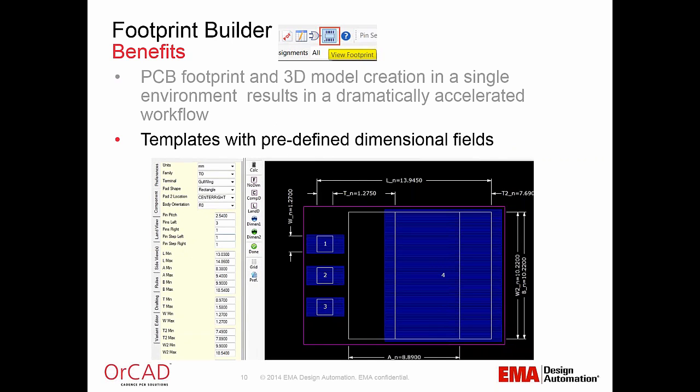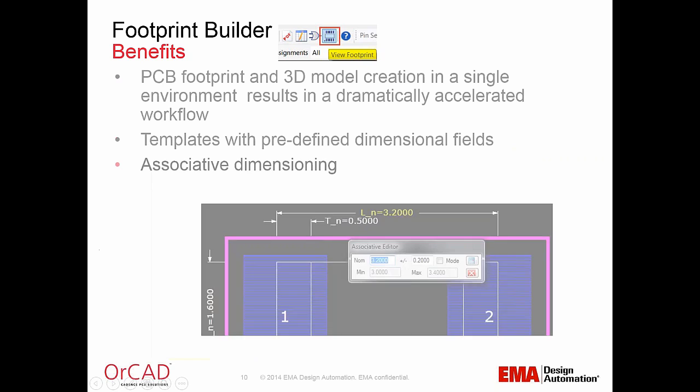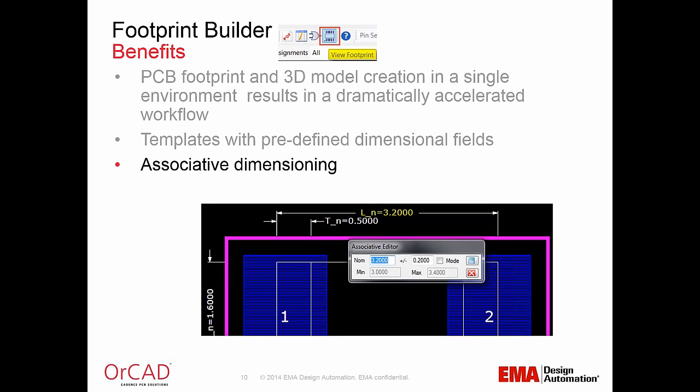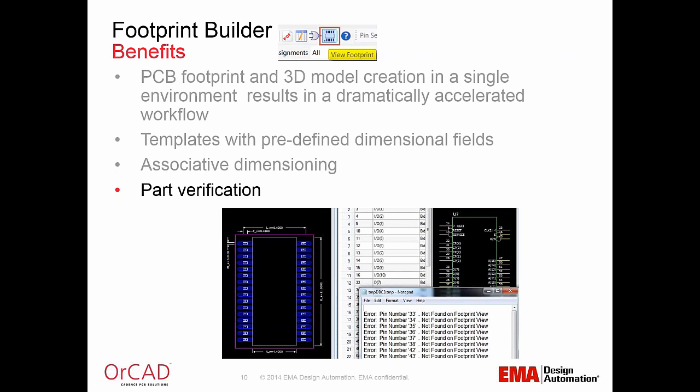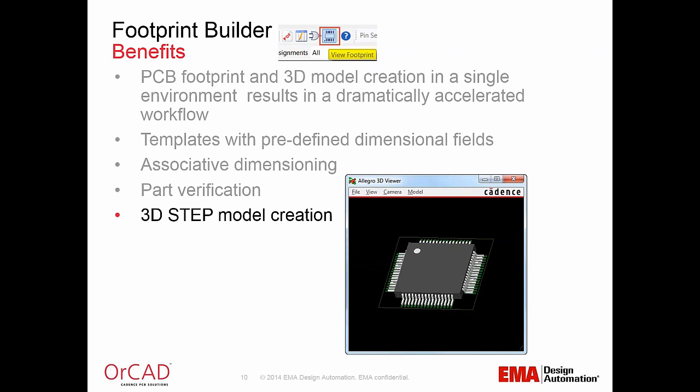So entering dimensions from the data sheets into the available fields, that would be these fields over here, or just clicking on the dimension and using the dynamic associative editor, OrCAD Library Builder will then use those mathematical equations to calculate the required package and pad stack sizes. Clicking on reports, you can quickly verify whether or not the symbol and the footprint pin counts match. And clicking generate step will automatically build the 3D step model.